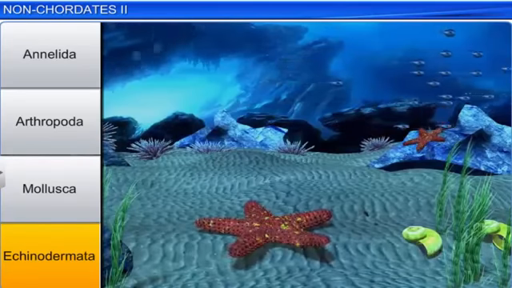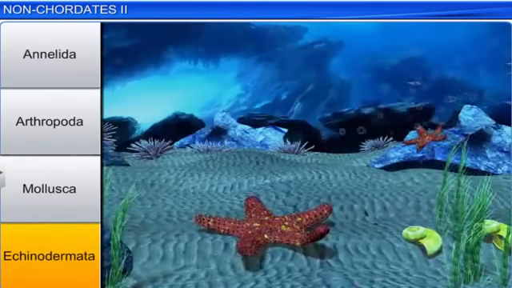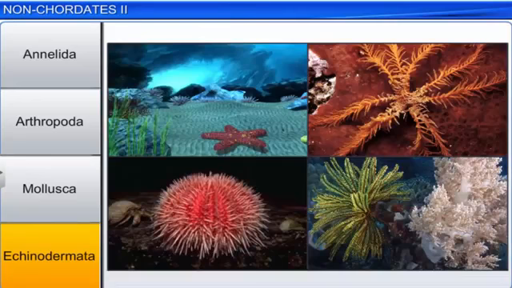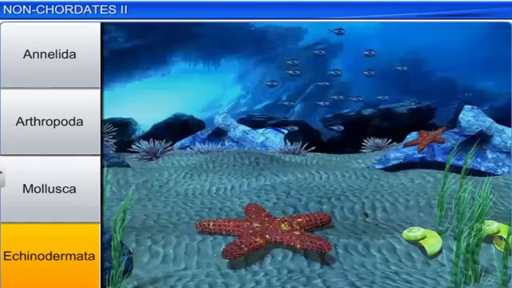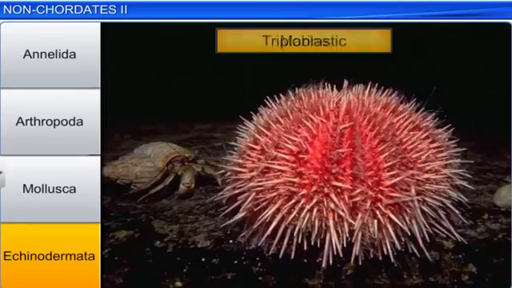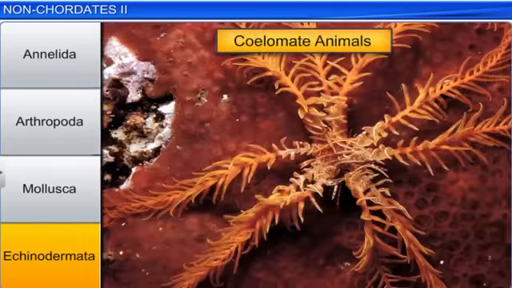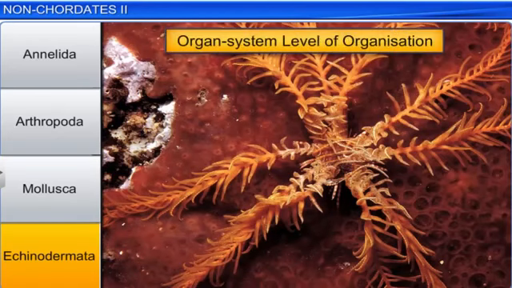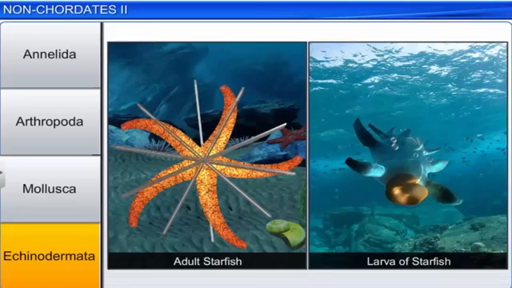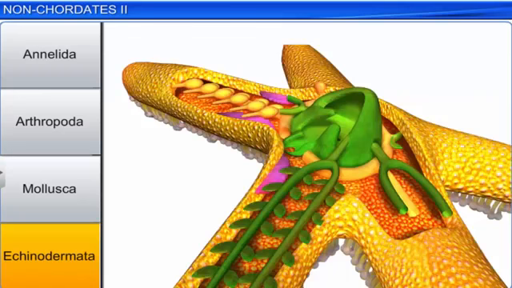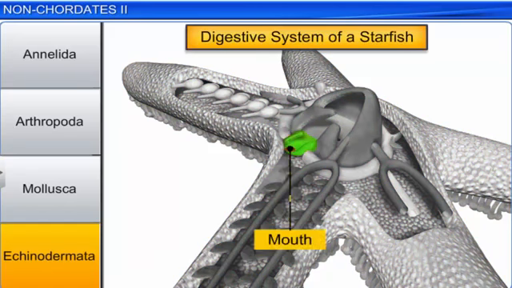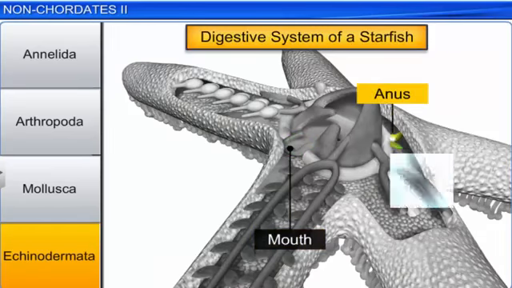The last phylum under non-chordates is Echinodermata. Echinoderms have an endoskeleton made up of calcareous ossicles. They are marine, triploblastic, coelomate animals with organ system level of organization. Adult echinoderms are radially symmetrical, but the larvae are bilaterally symmetrical. Echinoderms have a complete digestive system with the mouth on the ventral side and the anus on the dorsal side.